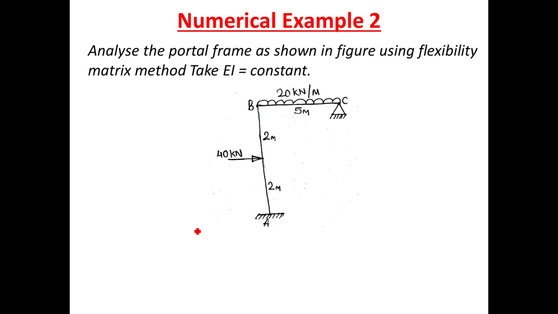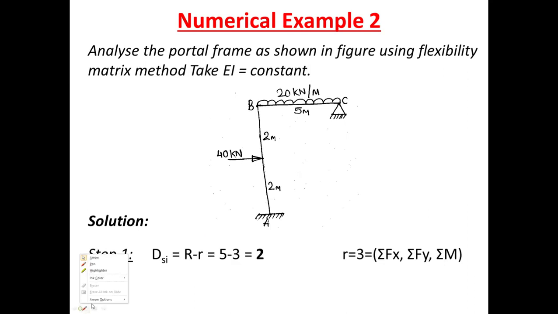Very first step, similar to the beam problem, is to determine the degree of static indeterminacy. So DSI is equal to capital R minus small r. Capital R represents the number of unknown reactions in the given frame. So the number of unknown reactions in the given frame are 5. Since support A is fixed, 3 reactions, and hinge support at C, 2 reactions. Total number of unknown reactions are 5.